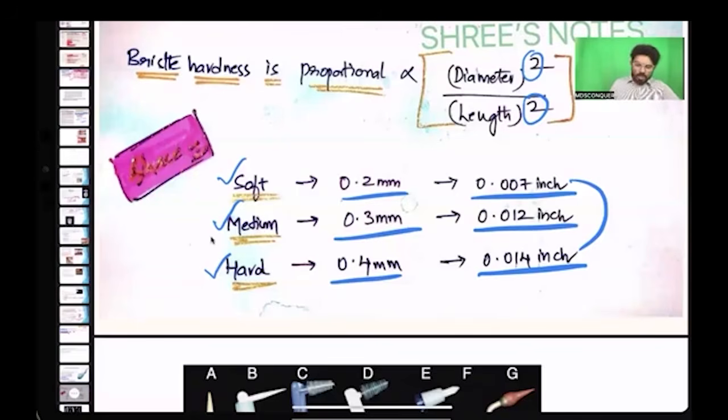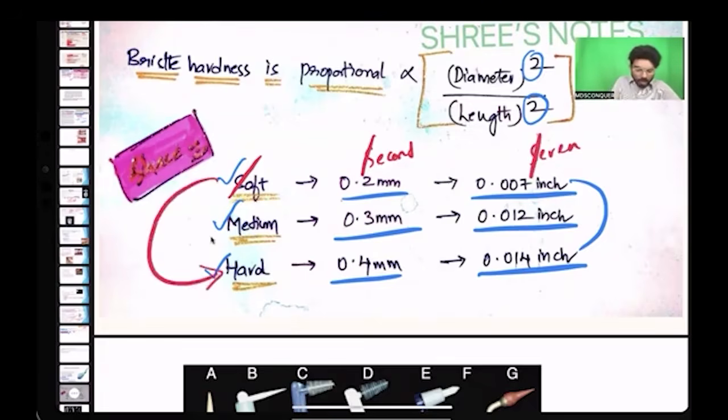How I used to remember is, soft is very easy to remember. Soft starts with S. 2 means second, second starts with S. 0.07 inches, 7 starts with S. Soft to hard is double. Clear? Done?